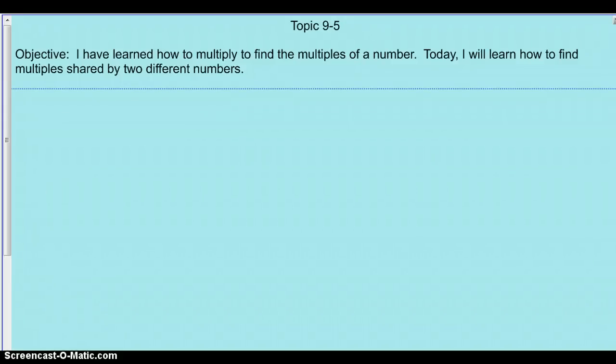Topic 9-5. Objective. I have learned how to multiply to find the multiples of a number. Today, I will learn how to find multiples shared by two different numbers. Please pause the video now and write this in your math spiral.